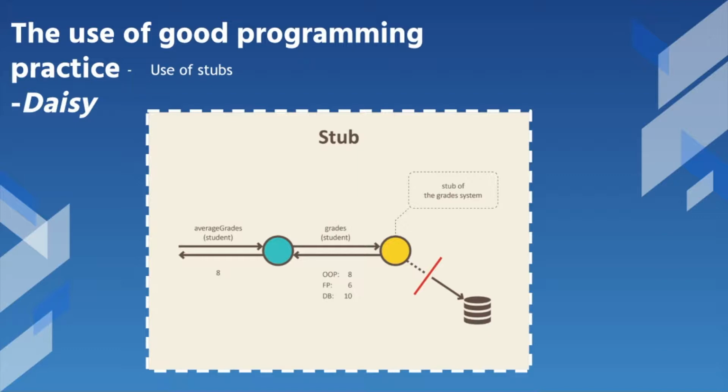In this example, the stub is being used to test the average grades code. It is sourcing the average of the grades in a cohort, but is using a stub of the actual grade system to test the average grades mechanic without actually using the values.